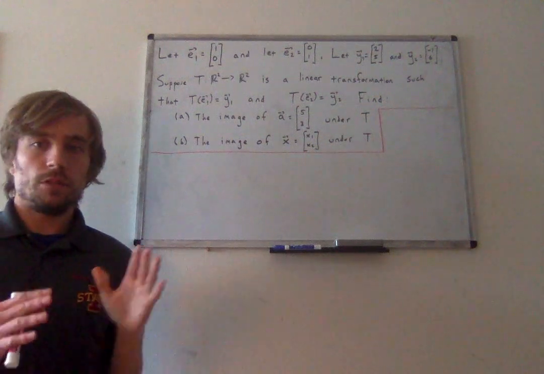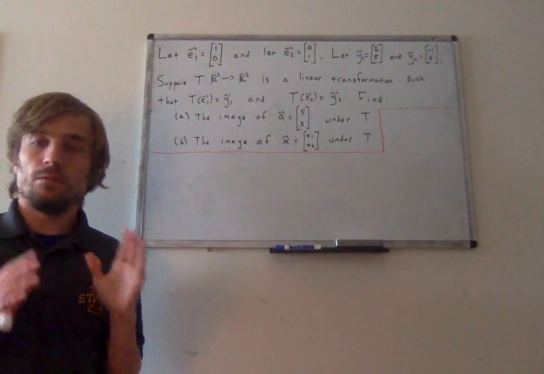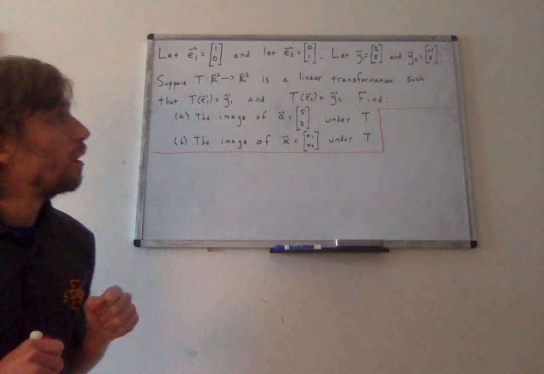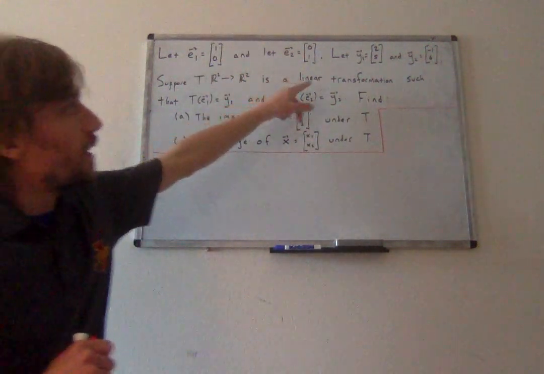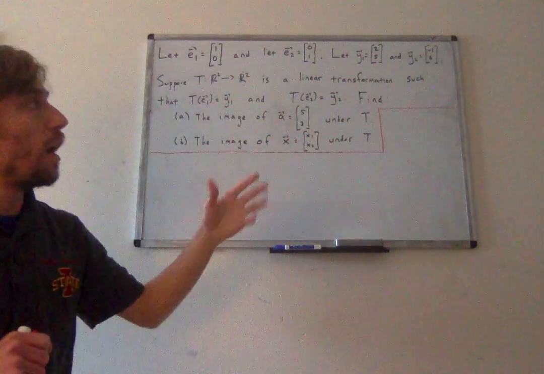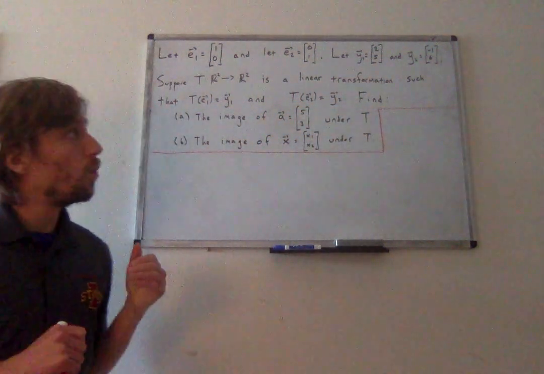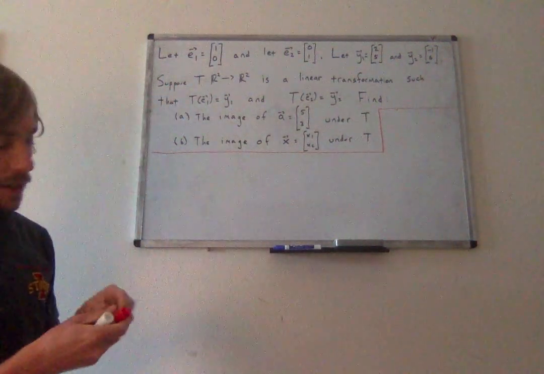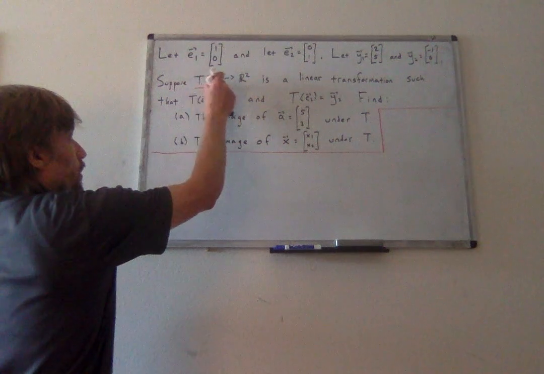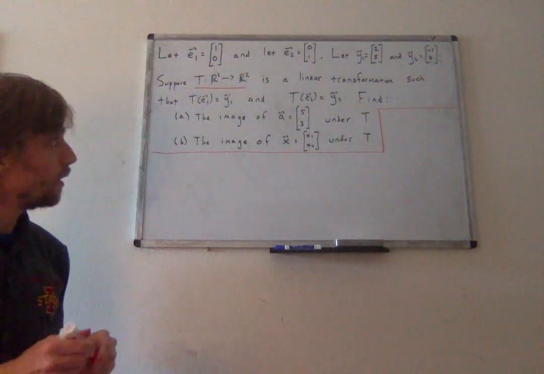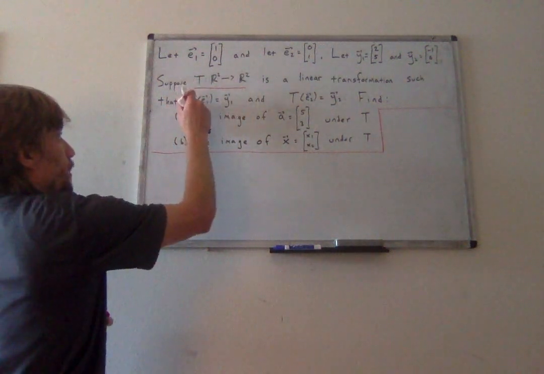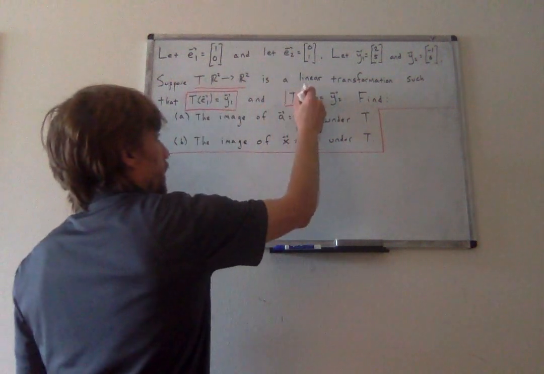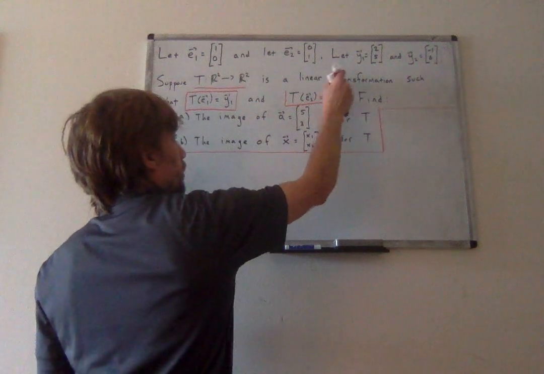So for now, they're just two vectors, but keep in mind these two vectors, very important. Okay, and we're going to define these other two vectors, y1 and y2. y1 is the vector (2, 5). y2 is the vector (-1, 6). And we're going to let T be a linear transformation from R2 to R2. And we're going to assume that T maps e1 to y1, and that T maps e2 to y2.